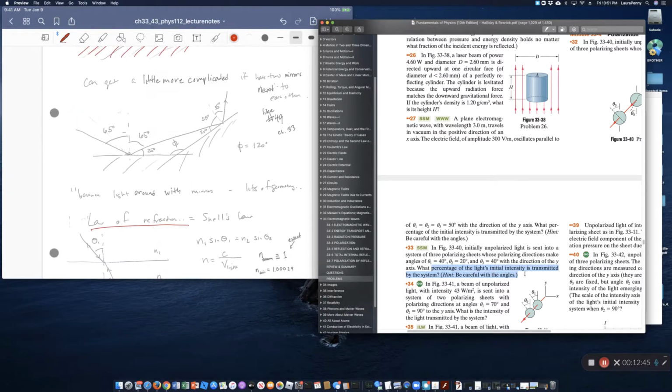This can get a little more complicated, like in number 49 in the textbook. I'm not going to go into that. When you might have two mirrors next to each other, and you have to figure out what angle things come out, it's just a lot of geometry. Go ahead and look at number 49. I think you'll probably be able to do it.